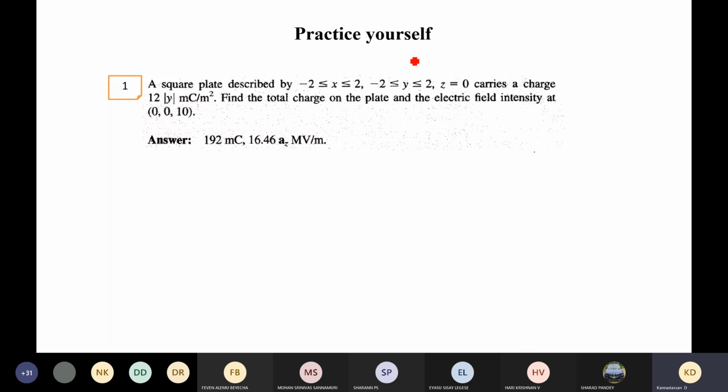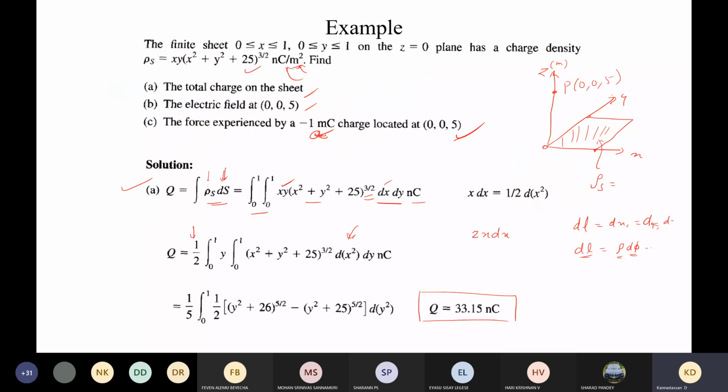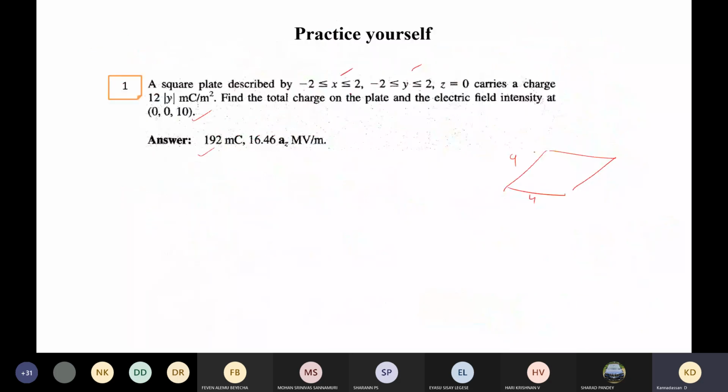So here the square plate is described in this way, so the total dimension is about 4 cross 4, and it carries a charge density, and we have to calculate the total charge and the electric field intensity at this particular point. The answer is also given. You can work out by yourself with a very similar procedure. In order to confirm your way, my best recommendation is you work out, take a photo and send it through WhatsApp. Okay. So when you do that, always do it like how you are going to do it in the exam so that you can get the concurrence easily.